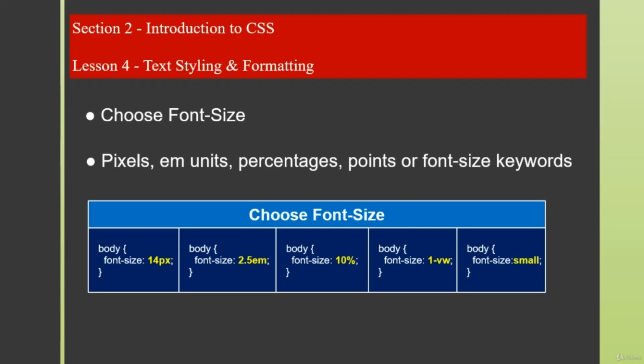With EM size, it is possible to adjust the text size in all browsers. Percents are also scalable like EMs. However, 100% is equal to the current font size. The third example shows how you can set the font size using percentage. Font size keywords such as large, medium, small, etc. can also be used to specify the font size like it's shown in the last example on the slide.